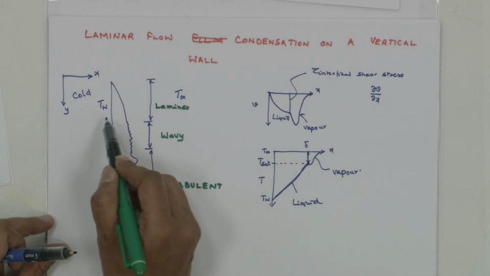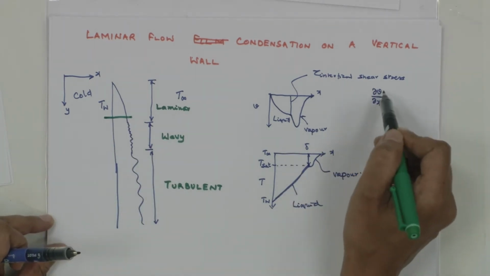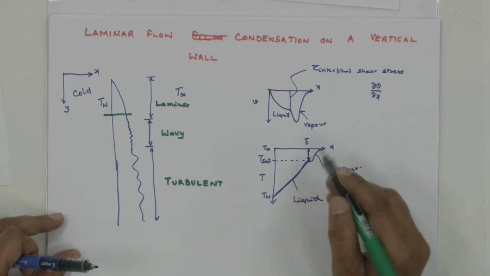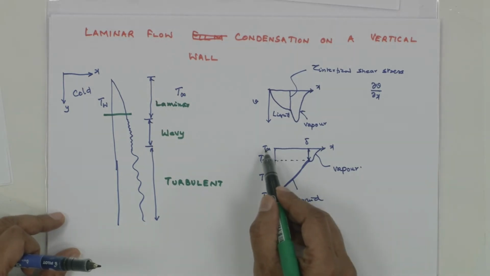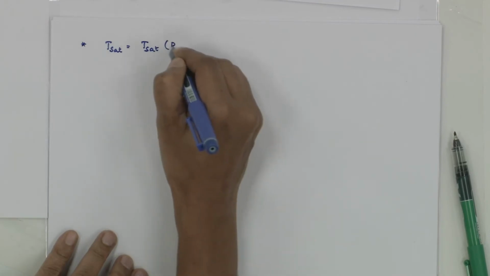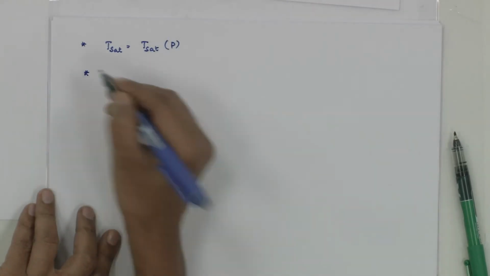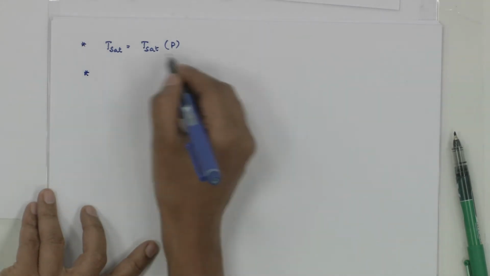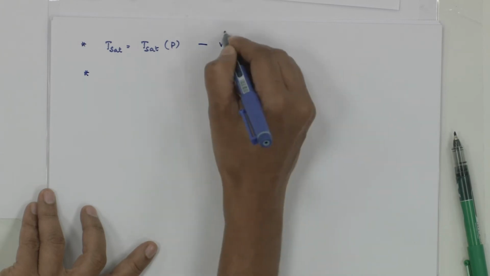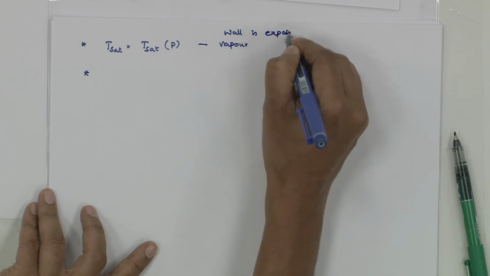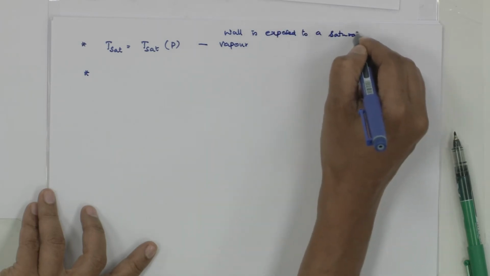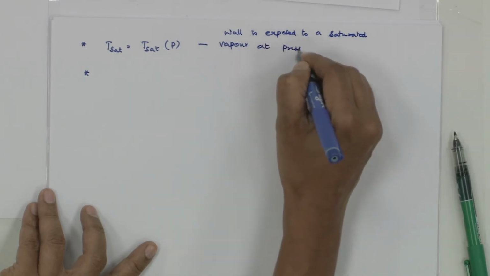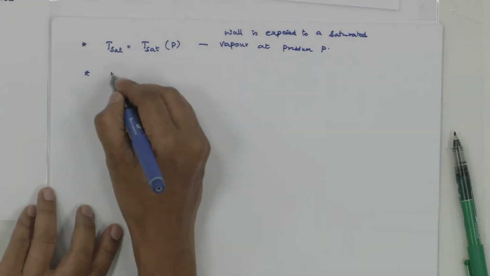So I would limit myself to laminar flow, and the interfacial shear stress we will consider as 0, and I will take a linear velocity profile, assuming that Tsat equals T infinity. Let me state all those assumptions, and let us take only laminar flow. The first thing is Tsat at constant pressure, and the vertical wall is exposed to a saturated vapor at pressure P.